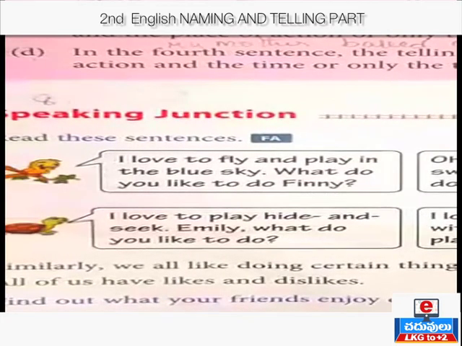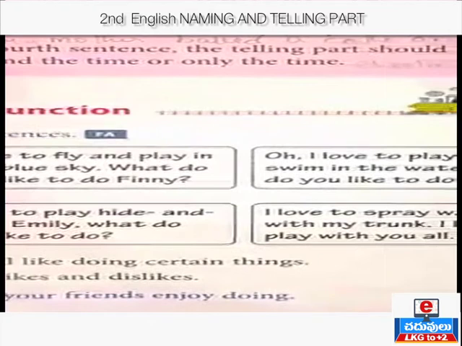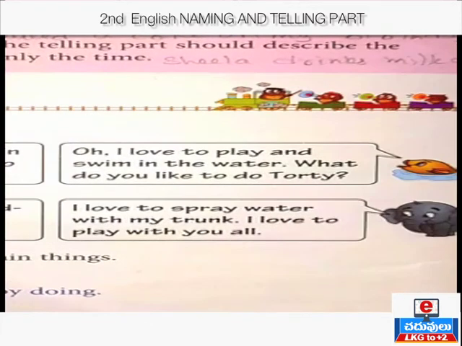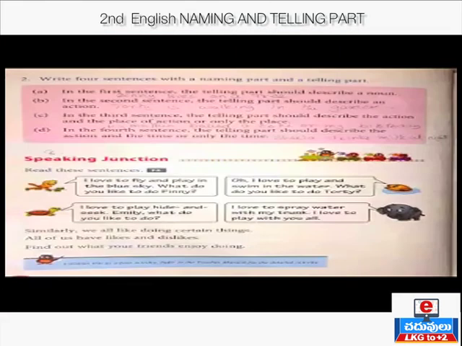She is saying like this, I love to play hide and seek. And asking Emily like this, Emily, what do you like to do? And questioning Emily. I love to spray water with my trunk. I love to play with you all. Emily is saying, I love to play with you all and I love to spray water with my trunk. What is Finny saying? I love to play and swim in the water. Toti is saying like this, I love to play hide and seek. And Binny is saying like this, I love to fly and play in the blue sky.